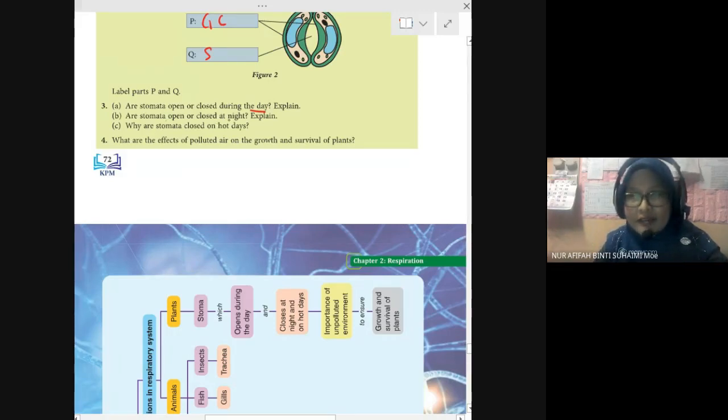Okay, at night. At night. Should be closed. Vice versa. This question is just easy. If this one is open, then this one is closed. So the explanation is to prevent water loss.